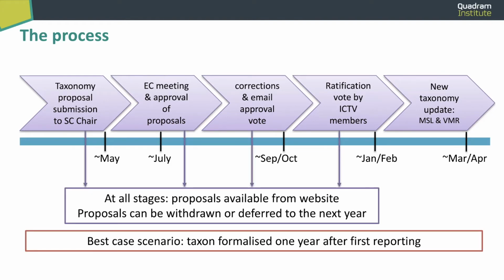So at all stages, these proposals are available from the ICTV website, and at all stages, proposals can be withdrawn or deferred to the next year. So the best case scenario, when you find a new virus and you find a new phage and you get it really quickly sequenced and you do your analyses and you submit your proposal for the May deadline, in March of the year after, it is officialized and then will get updated in the taxonomy database as well as the NCBI taxonomy database.